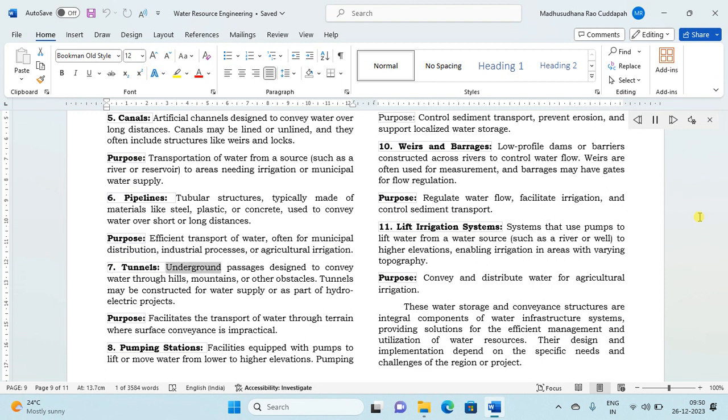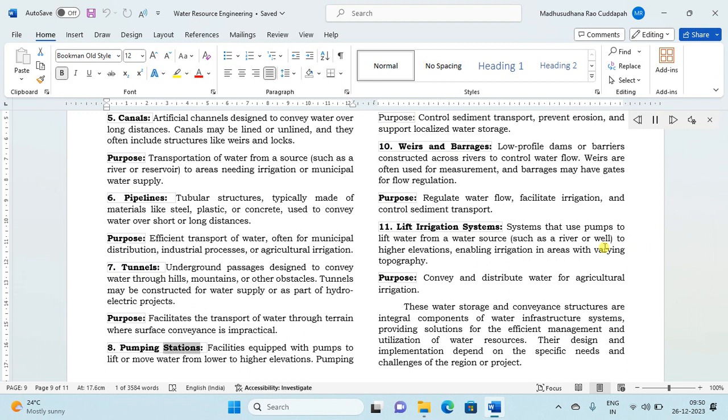7. Tunnels, underground passages designed to convey water through hills, mountains, or other obstacles. Tunnels may be constructed for water supply or as part of hydroelectric projects. Purpose: facilitates the transport of water through terrain where surface conveyance is impractical.